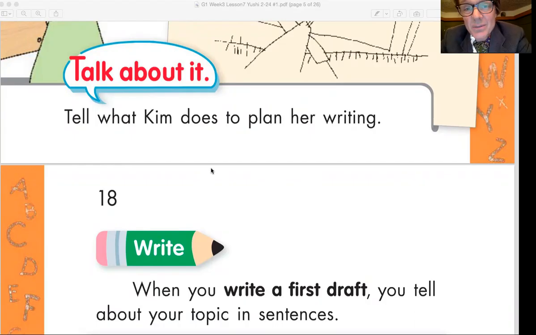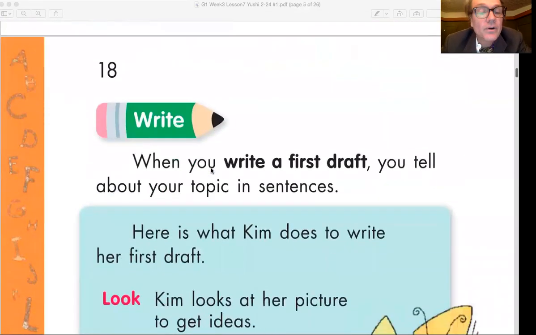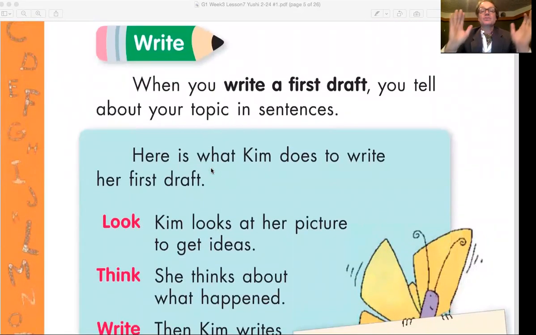Well, we just talked about it, didn't we? She thought of many animals, and then she chose one, and then she drew one. The butterfly. Okay, now it's come to a whole new category, a new section called writing. She's going to write. Kim's going to write.